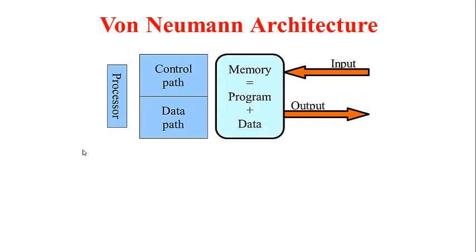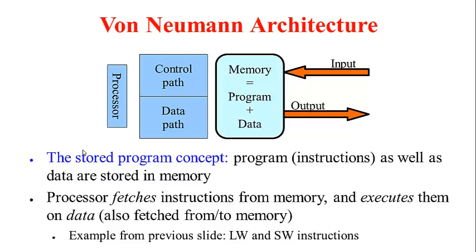We now have the context to talk about the von Neumann architecture for computers. Most computers today follow this particular architecture. In this architecture, a computer consists of a processor and memory which interact with one another. There is input which comes from somewhere into the computer system, and there is output which goes out of the computer somewhere. An important aspect of this von Neumann architecture is the stored program concept, which means that the program or instructions as well as data are stored in memory.